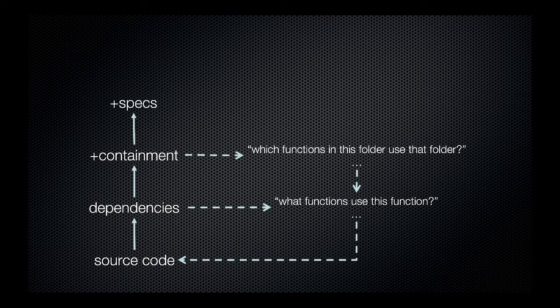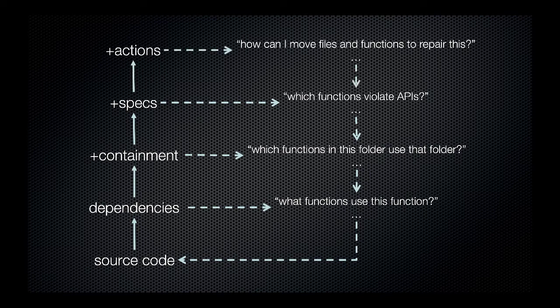Then we let users add specifications to the model to constrain the allowable dependencies between containers, and additionally ask about things like functions that violate any APIs that we defined. Finally, we let the user manipulate the model, for example, by moving items between containers to simulate complex repair work before starting work on the actual code.